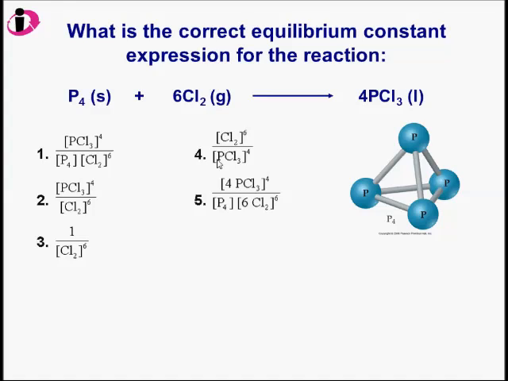Okay, hopefully you have your answer written down, and if you were paying attention, you should have chosen answer number 3. Looks a little weird, but it's always the products over the reactants. In this case, our products are PCl3, but they are liquid, and we don't include liquids when we write the equilibrium expression. So we just have a 1 for our products. Our reactants, well, the phosphorus is solid, so that's not included, and the chlorine is a gas, which is included. Again, a coefficient of 6 means that we should have a 6 up above as the superscript.